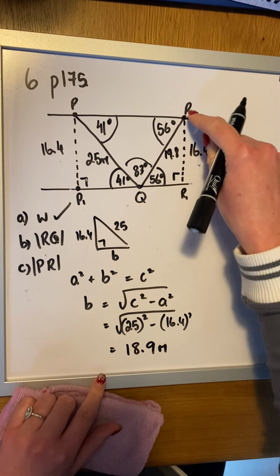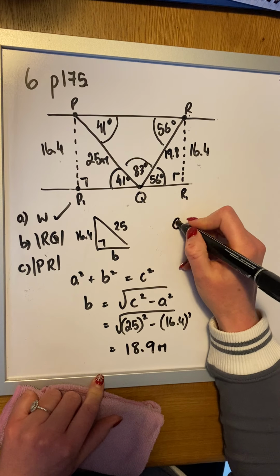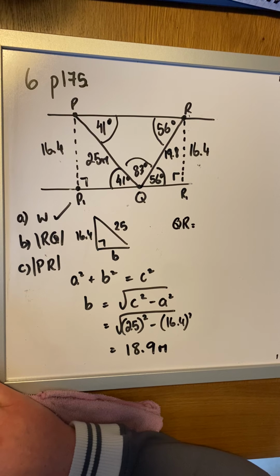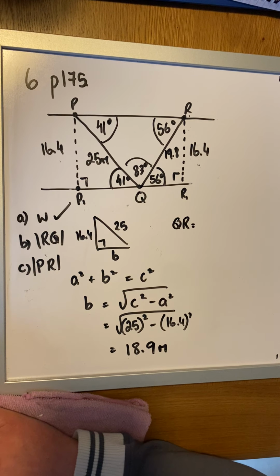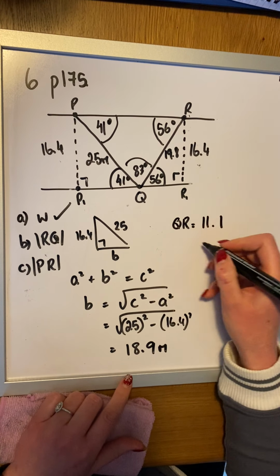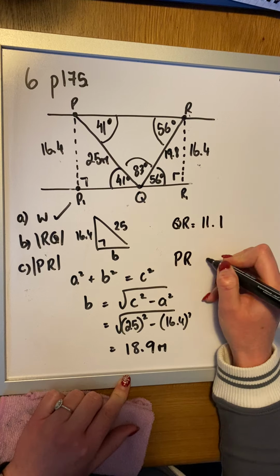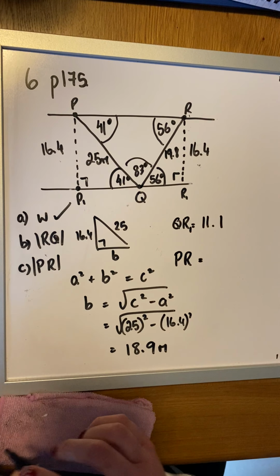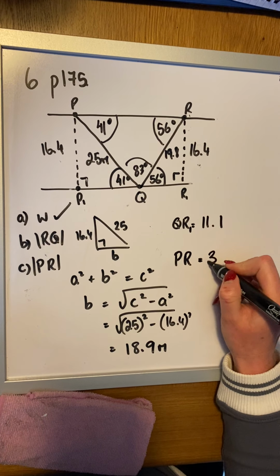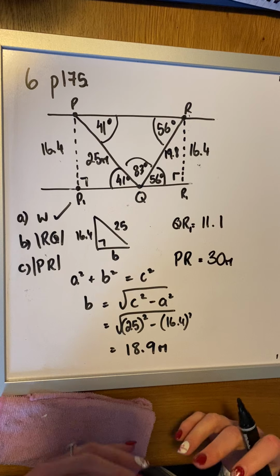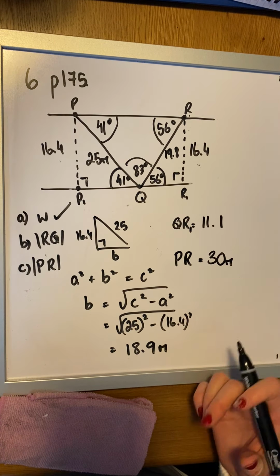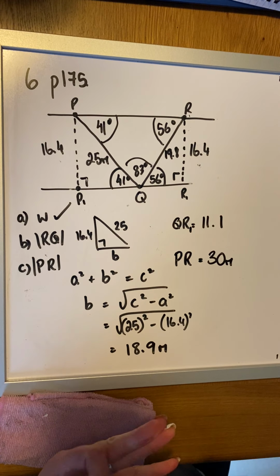You repeat the process with this triangle here, so the distance from Q to R is going to be the square root of 19.8 squared minus 16.4 squared, which gives us 11.1, and together then the distance from P to R is 18.9 plus 11.1, which gives us 30 meters, correct to the nearest meter. So that's how we use our basic knowledge in terms of breaking down a problem and applying the sine, cos and tan and Pythagoras theorem.